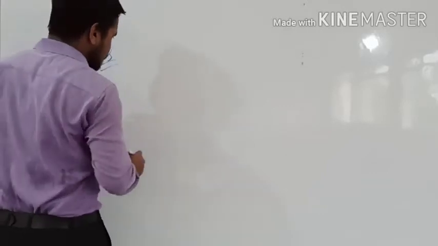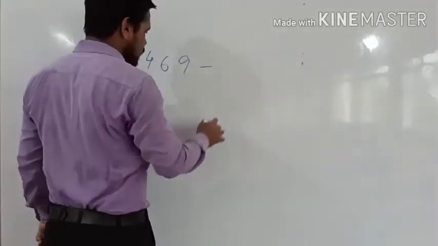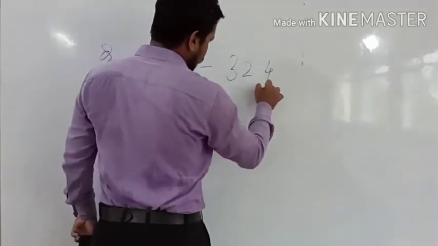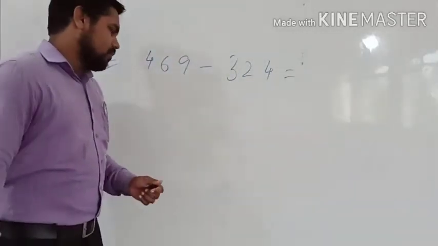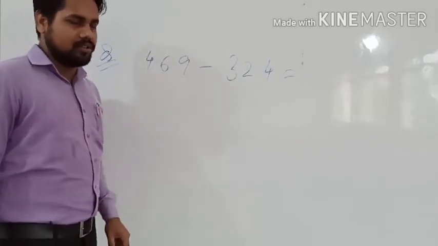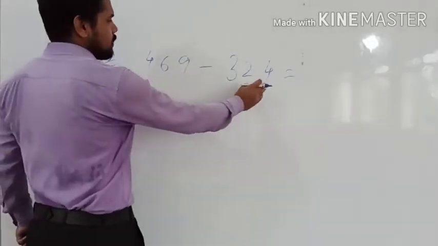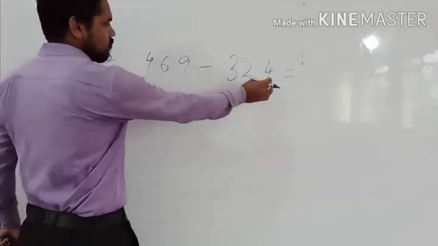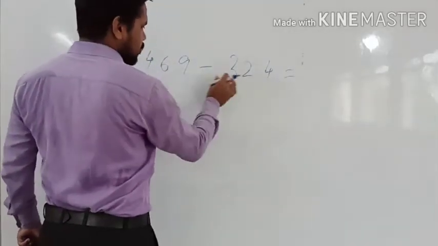Okay. So for example, I am taking one simple question, which asks to find the difference of 469 minus 324. No need to write in columns, no need to write the carry and all those things. You can do the subtraction from here only. How? This is 4 and this is 9, so this is the ones place of these numbers. First we will do the subtraction of these two.